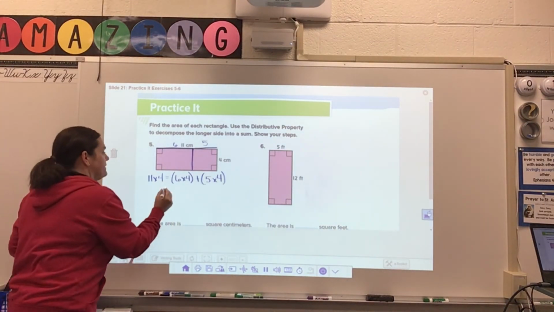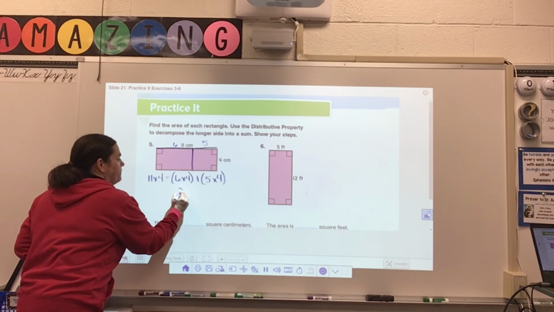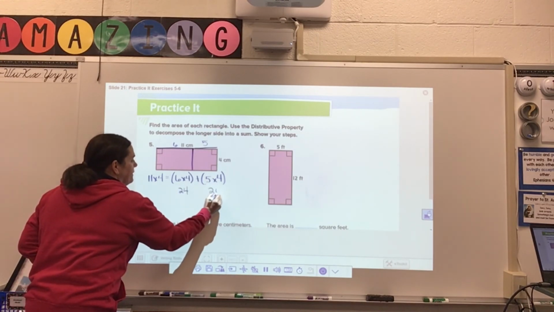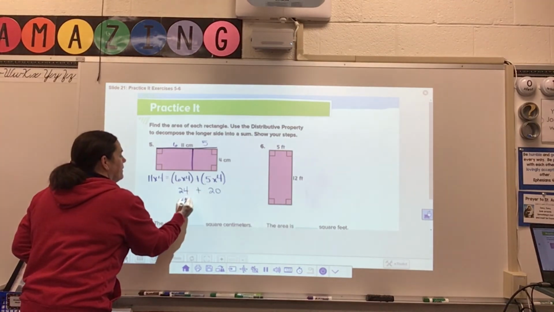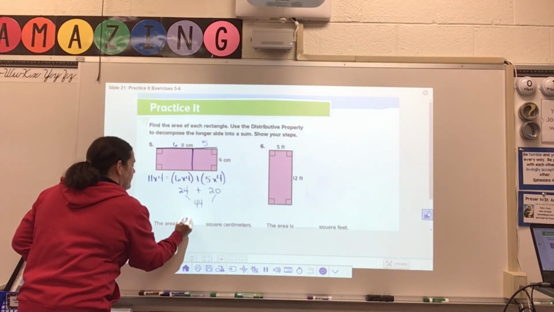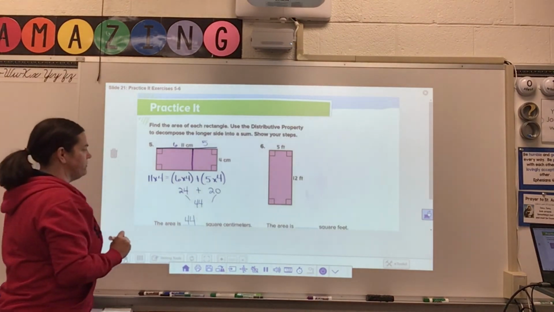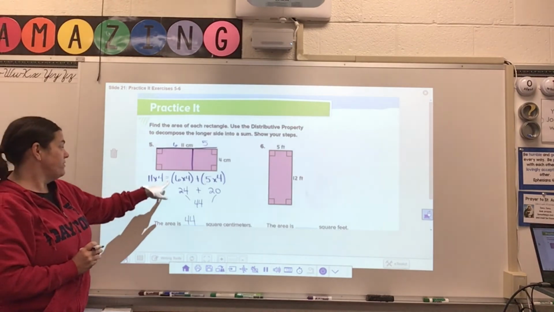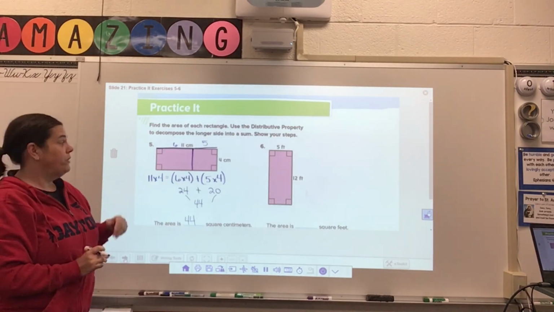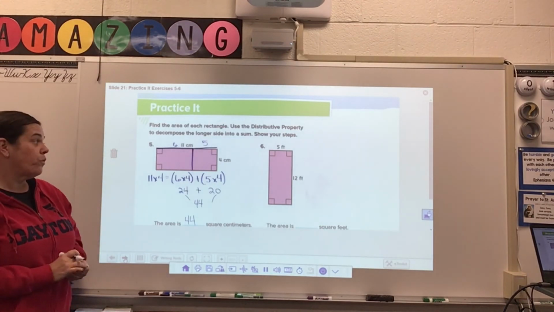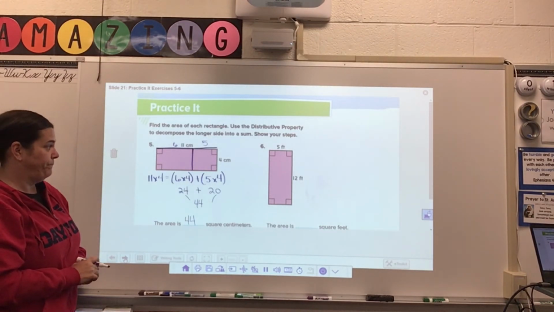6 times 4 is 24. 5 times 4 is 20. Add them up, and I get 44. 44 square centimeters. You could decompose 11 however you want. I just did it with 6 and 5. You might have done 7 and 4 or 10 and 1. However, whatever works for you is fine.